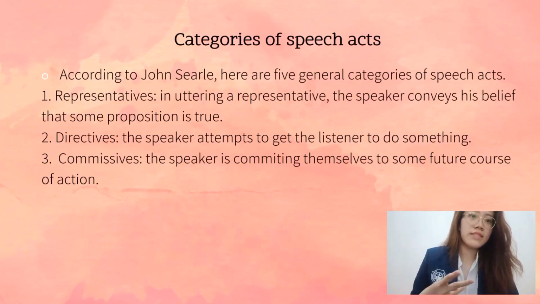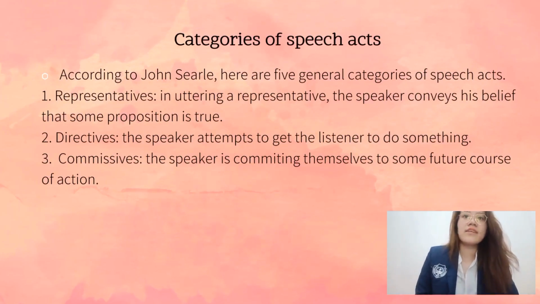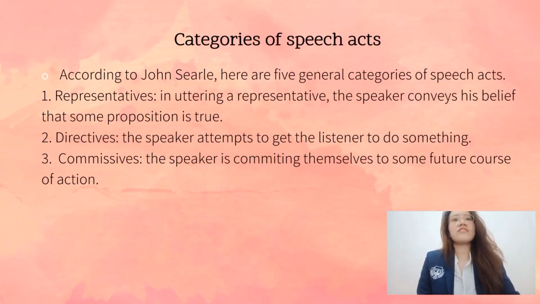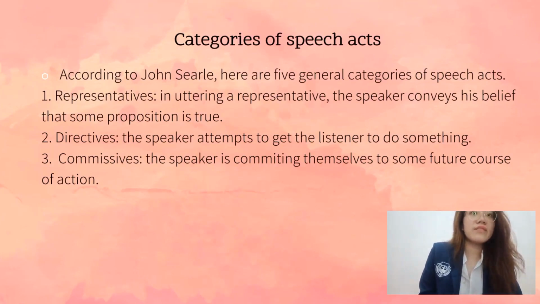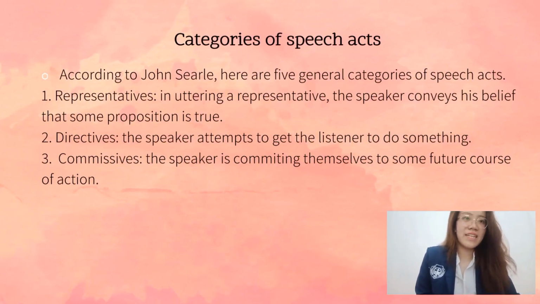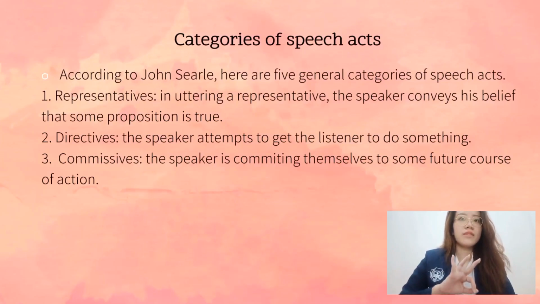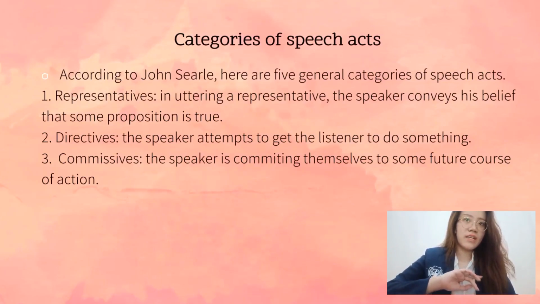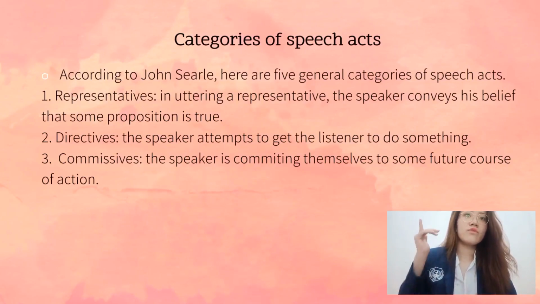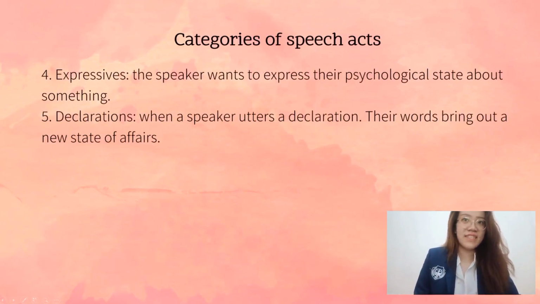The second one is directives. It is when the speaker attempts to get the listener to do something, such as ordering, commanding, requesting, begging, and pleading. The third one is commissive. It is when the speaker is committing himself to some future course of action, like promises, vows, pledges, contracts, guarantees, and other types of commitments.